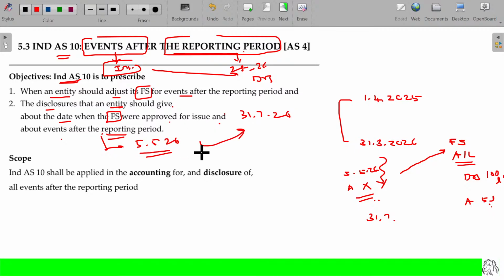That's our logic. Scope: Ind AS 10 shall be applied in the accounting for and disclosure of, not only accounting of this situation, but disclose this also. What? All events after the reporting period.